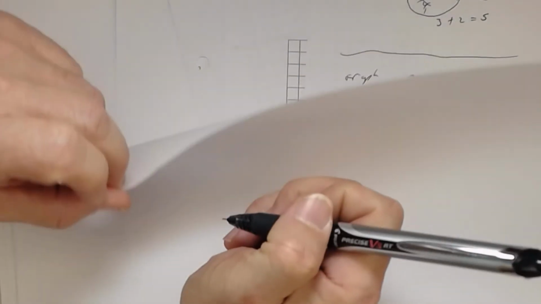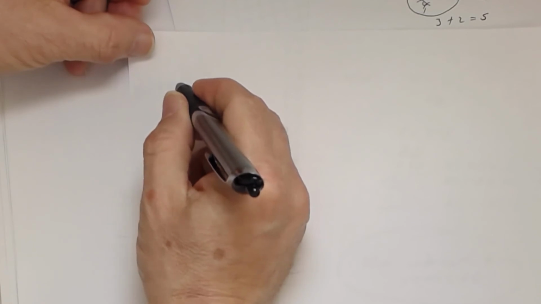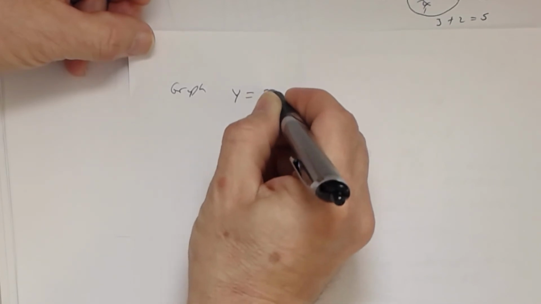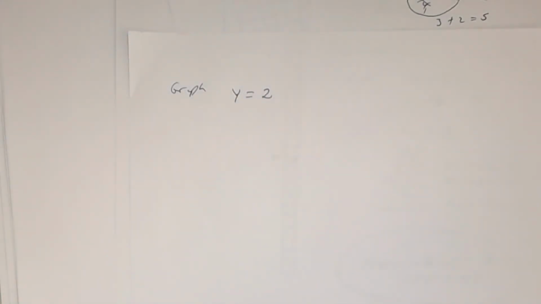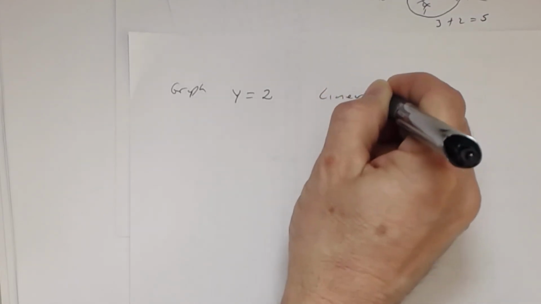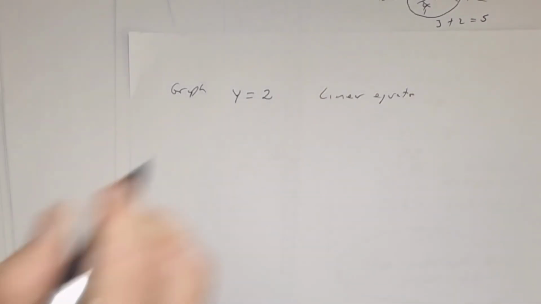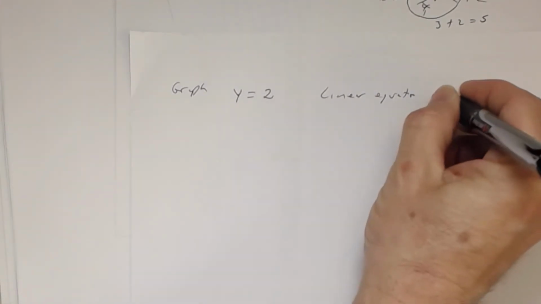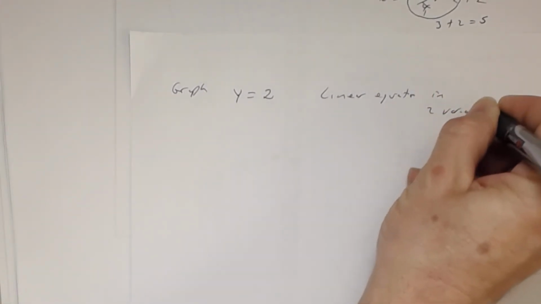All right. Now, don't make this difficult. Y equals 2. That's an equation. That's a linear equation. It's only one variable, true, but it's still a linear equation, and I can consider this to be a linear equation in two variables. I can write this linear equation in two variables.